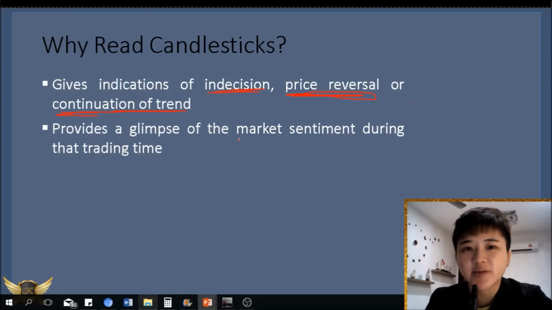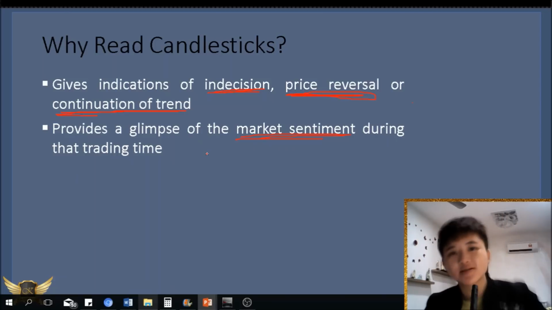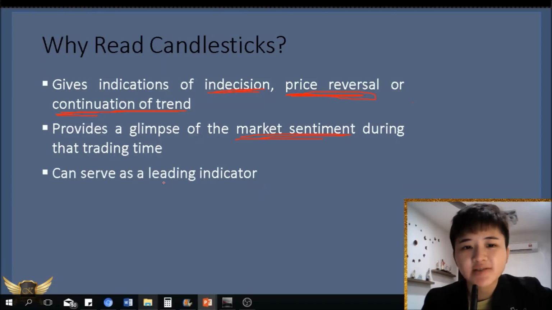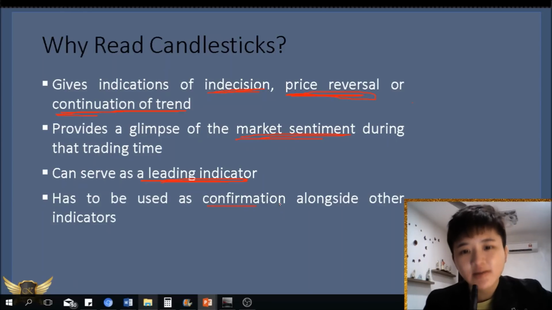So it gives you an idea on whether the trend will continue or not. And why do we use candlesticks? Because it gives you an idea of what the markets are feeling right now. In other words, market sentiment during that particular trading time. Now you by now already know that a lot of the indicators are lagging indicators, so it will only give you the signal once the market has reacted, and candlesticks would be able to give you an earlier signal whether traders are feeling optimistic or pessimistic right now. So it serves as a leading indicator, which is a good thing, but that doesn't mean that you need to use candlesticks alone. Of course, you need a lot more indicators. Aside from using candlesticks, you need to use them as a confirmation alongside other indicators.